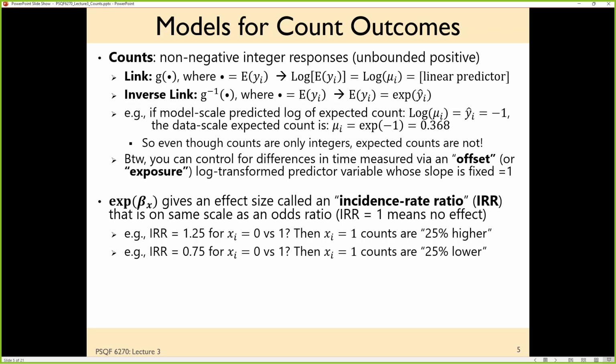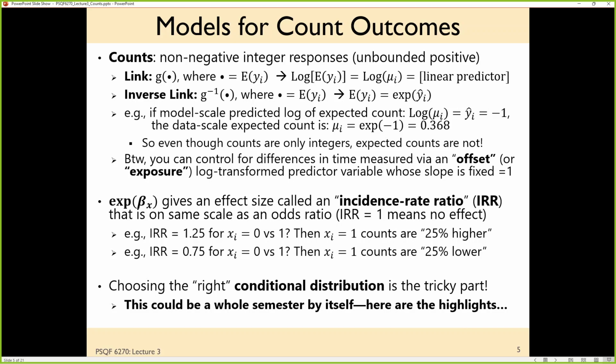If it were a negative slope, so then the effect size is 0.75, then I would say the counts are 25% lower for someone who has a 1 on x instead of 0. Same thing. So this is the easy part. The link is log, the end. Effect sizes, e to the end. Distribution is the hard part.